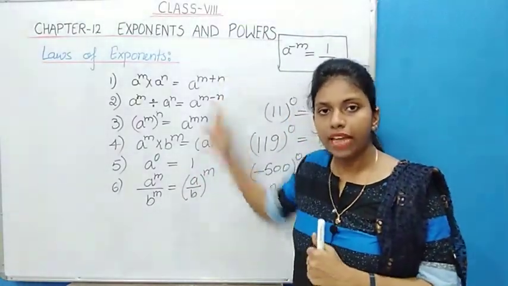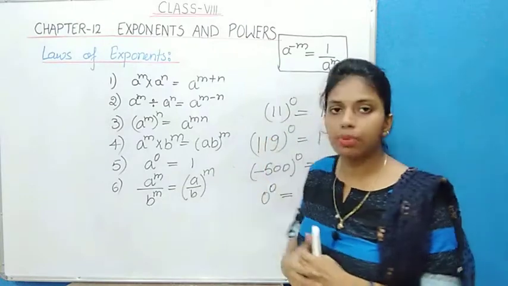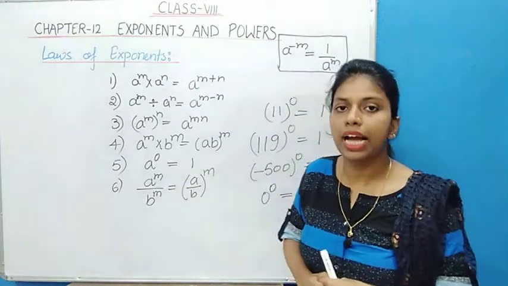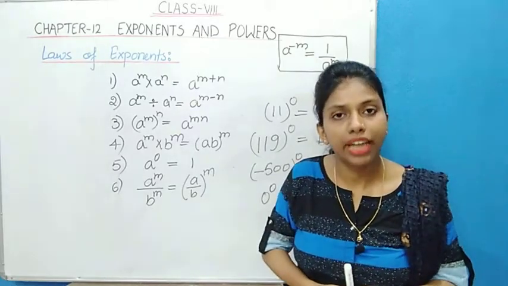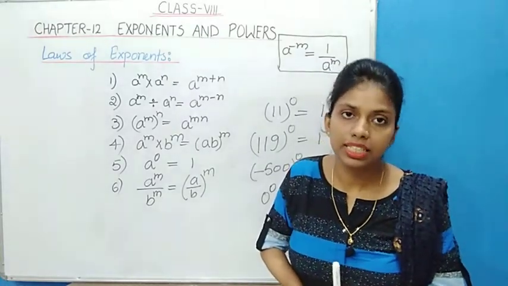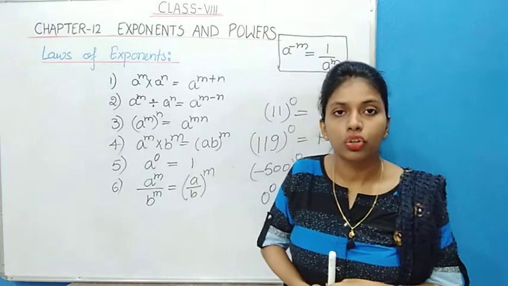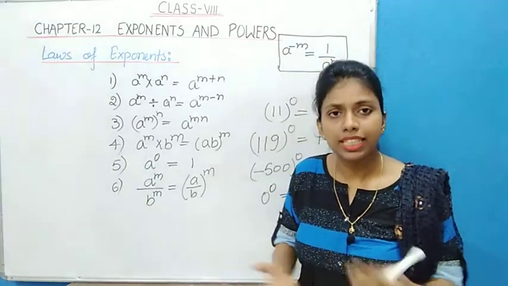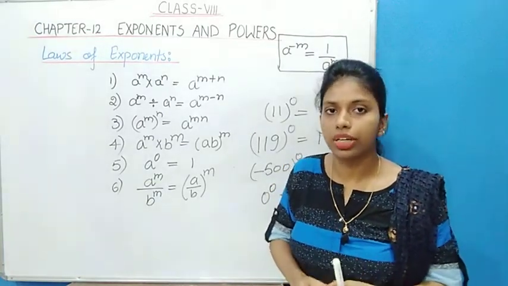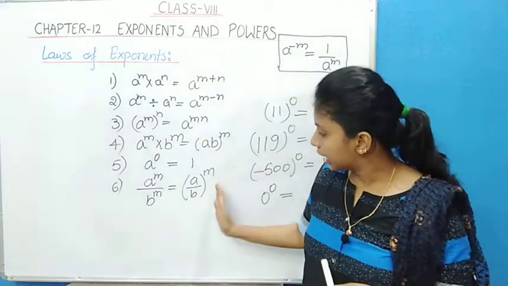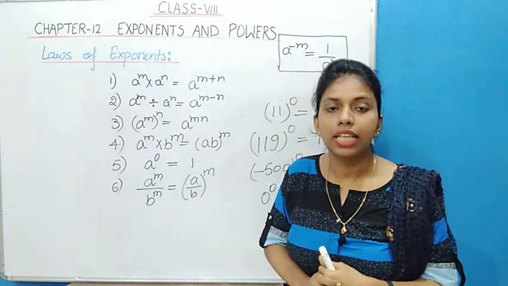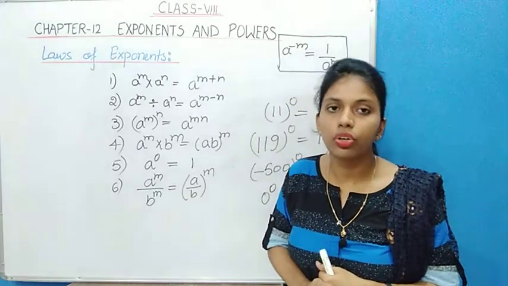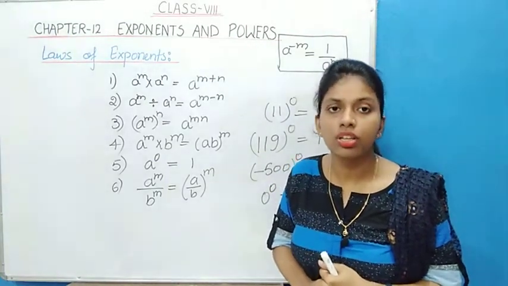As I already explained with an example, all these identities are applicable for all types of exponents, either negative or positive. So you can use these identities for any exponent. These are all the laws of exponents, and they are very important. We are going to use these laws for our calculations.